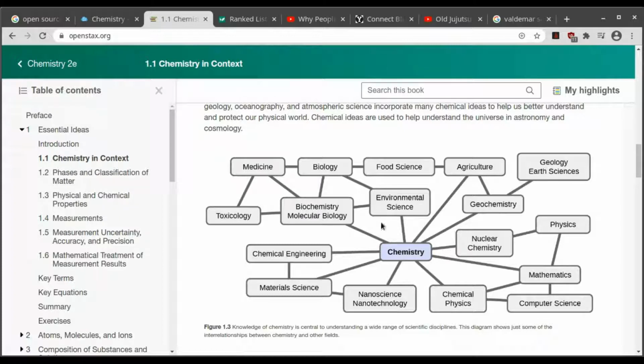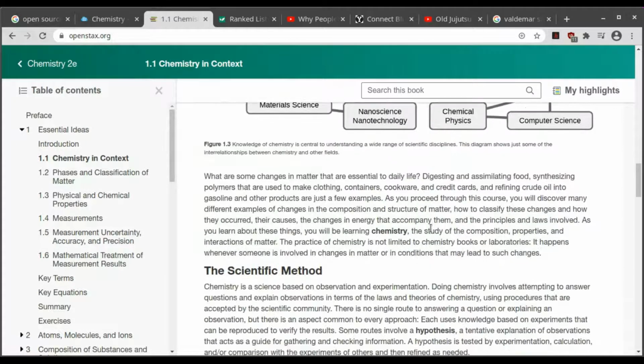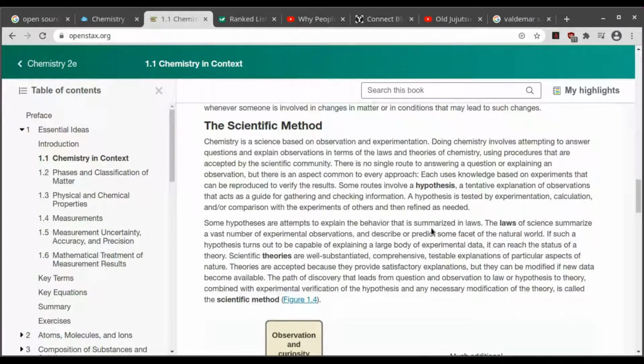Okay, now the scientific method. And now this is the first time we're going to use something called highlights. If you click on this, well, I don't have any highlights yet for this chapter, but we're going to have some. So we're talking about the scientific method. Chemistry is a science based on observation and experimentation. Okay. Try to answer questions and explain observations in terms of laws and theories. And so here we get into some definitions. So this is important.